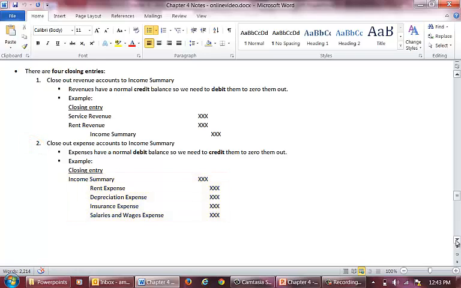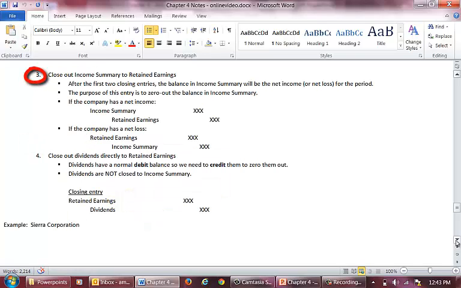for the total. The third entry involves closing out income summary to retained earnings. After the first two closing entries, the balance in income summary will be the net income or net loss for the period. If the company has a net income, you would debit income summary and credit retained earnings for the balance in income summary. If the company has a net loss, you should debit retained earnings and credit income summary for the balance in income summary.